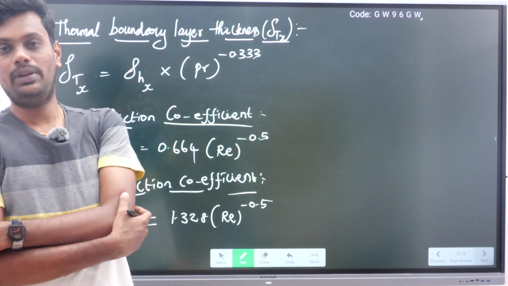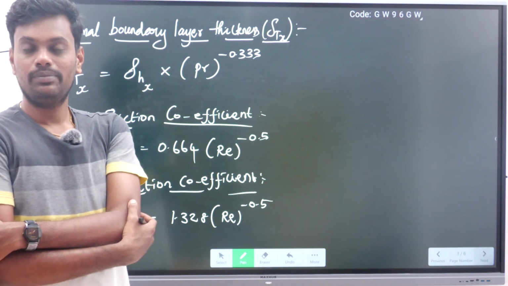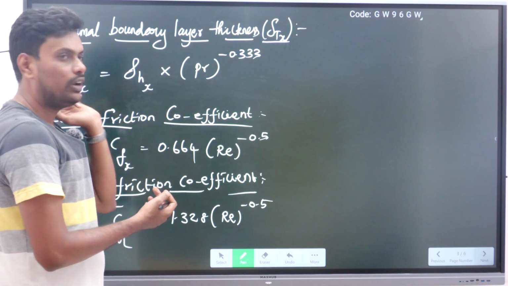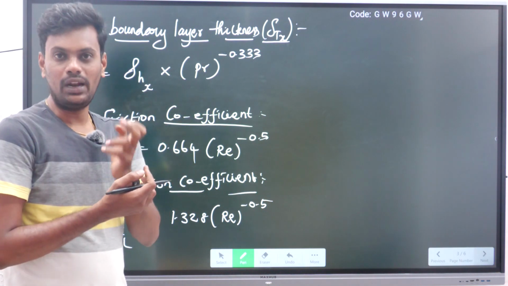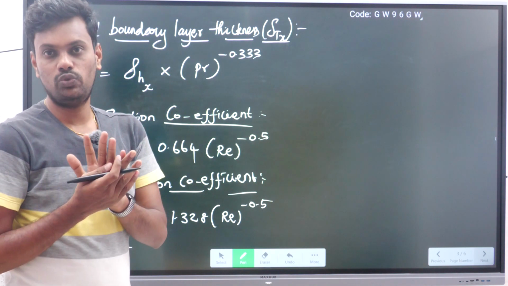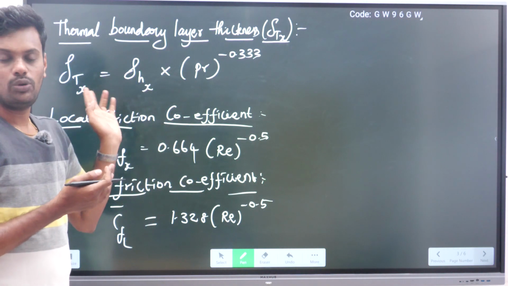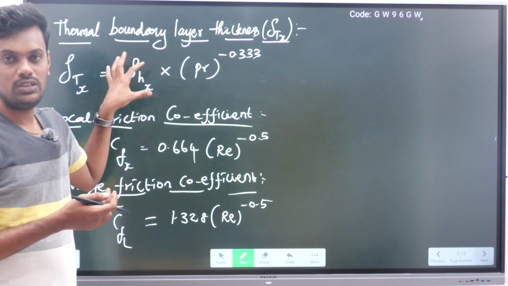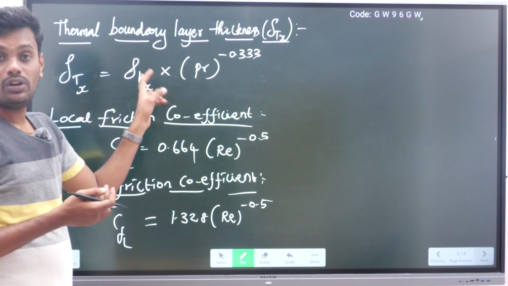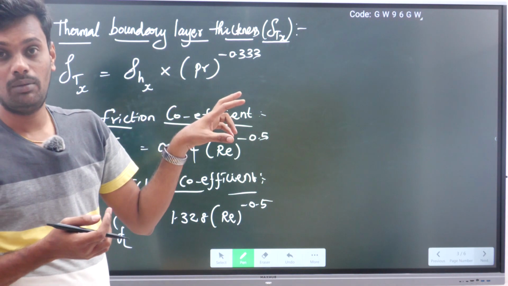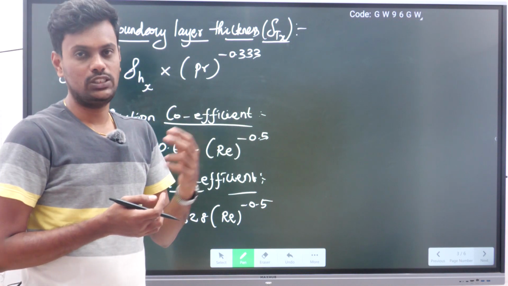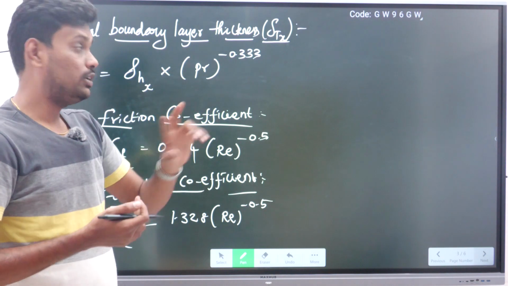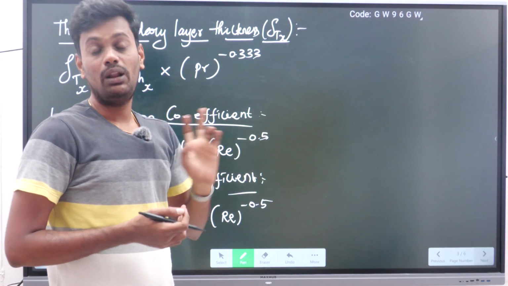In the question paper they will simply ask to find out the thermal boundary layer thickness by giving these values. They will give the hydrodynamic boundary layer thickness, and they will give the Prandtl number also. So at that time at least remember this formula. The thermal boundary layer thickness always has a link with the Prandtl number. While solving the numericals, I will explain clearly how the Prandtl number is related to thermal boundary layer thickness, and it also has a link with the hydrodynamic boundary layer thickness.